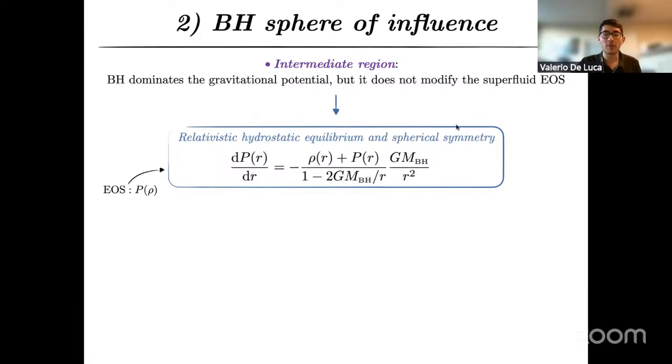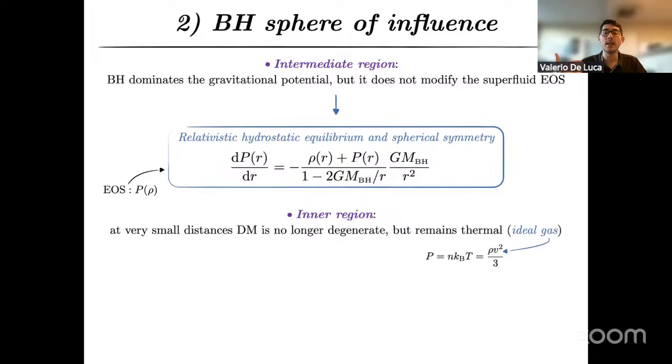So to solve for the profile, we can solve the hydrostatic equilibrium equation for ρ in the full GR picture, studying, for example, as a proxy a Schwarzschild black hole background, and employing the equation of state for the superfluid. So we can solve for the profile, and the solution will be valid until we reach the inner region, so farther closer to the black hole. At this point, the black hole potential is going to become so important that the dark matter loses the property of being degenerate, but it will still remain thermal. So in practice, you are changing the equation of state of your superfluid to a sort of ideal gas picture. And you will have to solve the same equation coupled to the heat equation for the temperature.